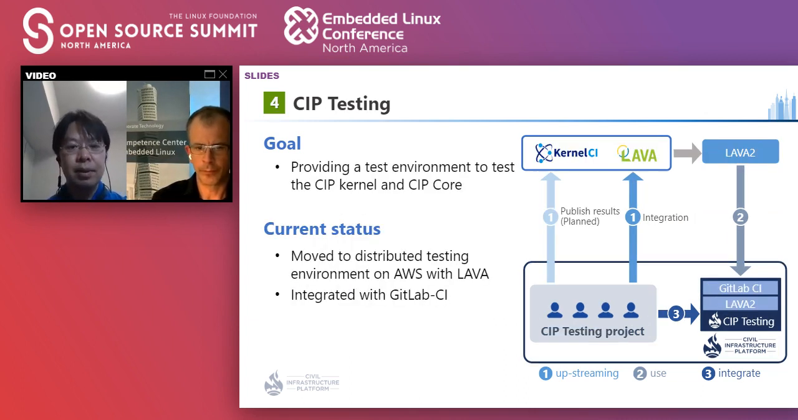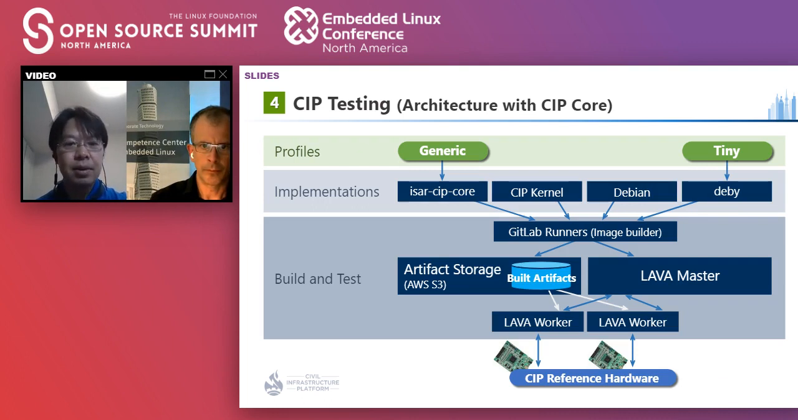The testing is to provide a test environment to test the CIP kernel and CIP Core packages. Currently, we moved to a distributed testing environment on AWS with Jenkins and KernelCI. This is the structure for the CIP testing. We have two profiles for CIP Core, and each profile creates root file systems with CIP Core and different packages. When we create each root file system, we run it in the lab environment on different CIP hardware. That is controlled by LAVA from AWS, and the results are also sent to show the current CI status.